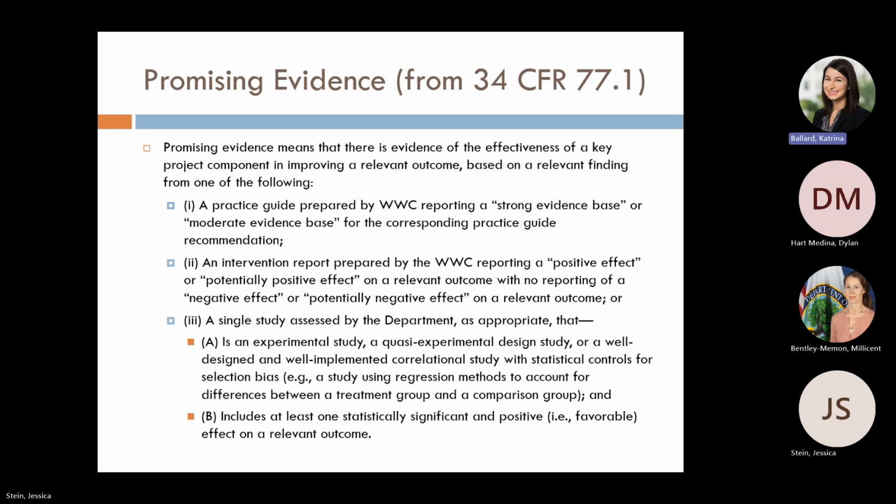effect on a relevant outcome with no reporting of a negative effect or potentially negative effect on a relevant outcome. Or a single study assessed by the department as appropriate that A, is an experimental study, a quasi-experimental design study, or well-designed and well-implemented correlational study with statistical controls for selection bias, such as a study using regression methods to account for differences between a treatment group and a comparison group. And B, includes at least one statistically significant and positive or favorable effect on a relevant outcome. There are regulatory definitions for phrases in promising evidence, such as correlational study, quasi-experimental study, and experimental study.